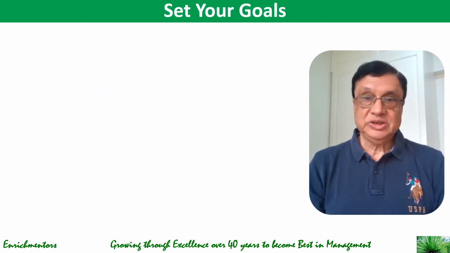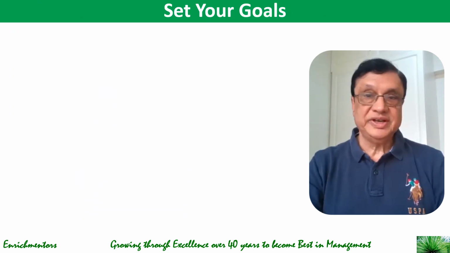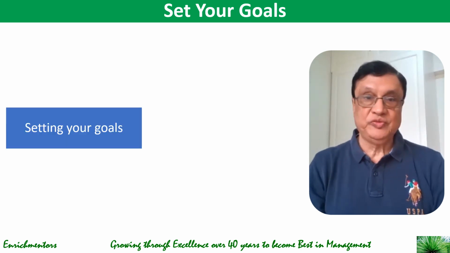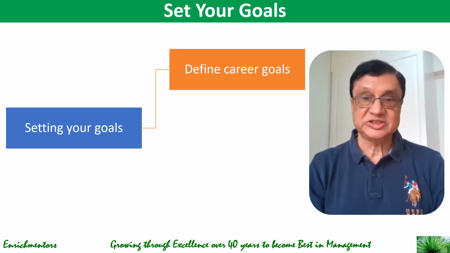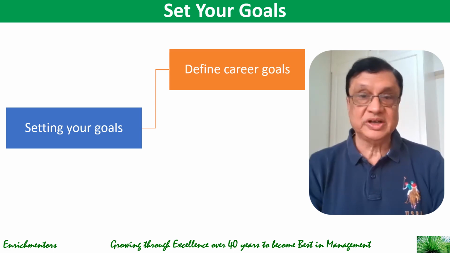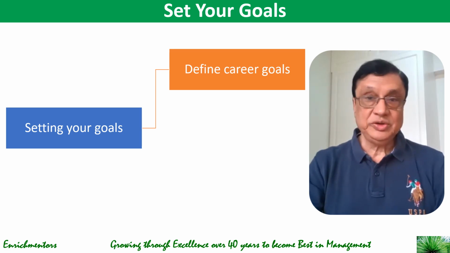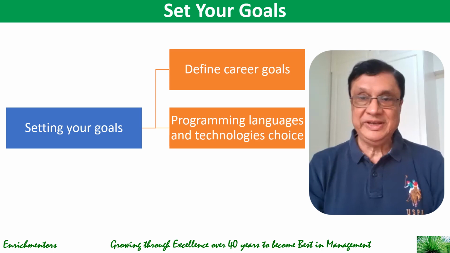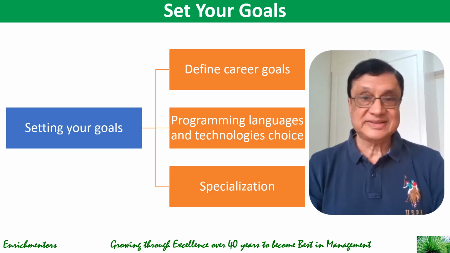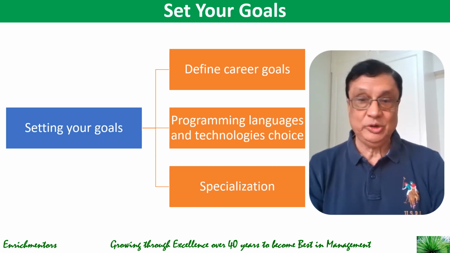Right. So the first thing you need to do is to set your goals. And in setting your goals, you need to do a few things. First, you define your specific career goals. What is it that you want to achieve from your career in your life? Then you determine which programming languages and technology you want to work with, and where you want to specialize, whether in web development, mobile app development, game development, or anything else.